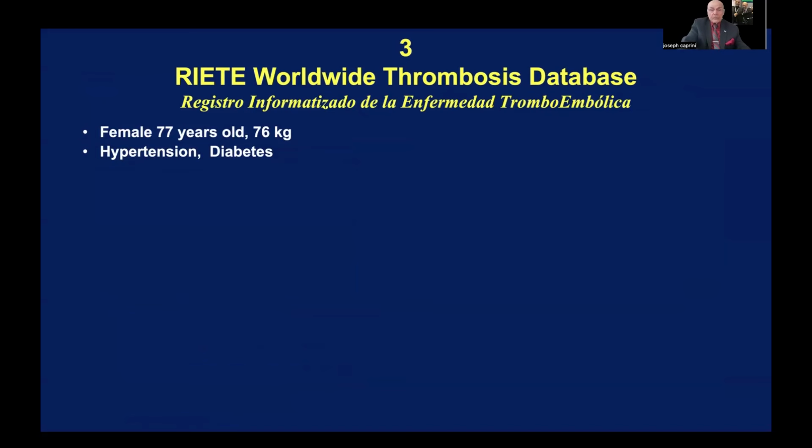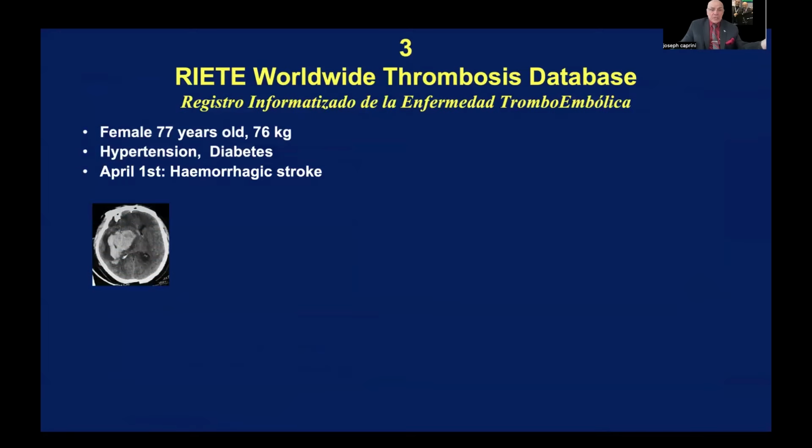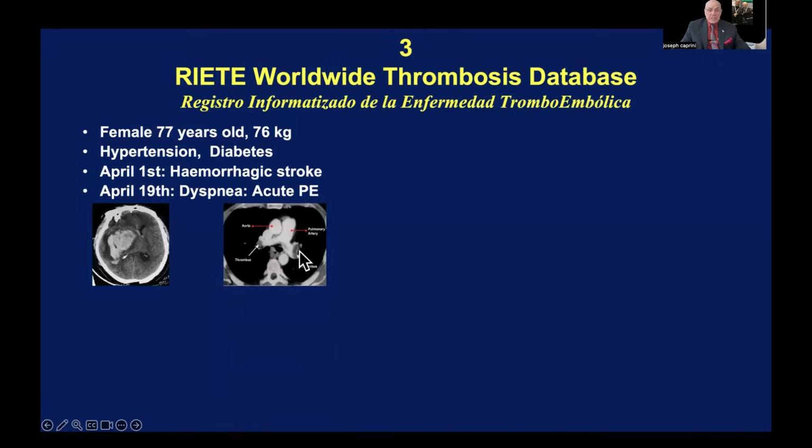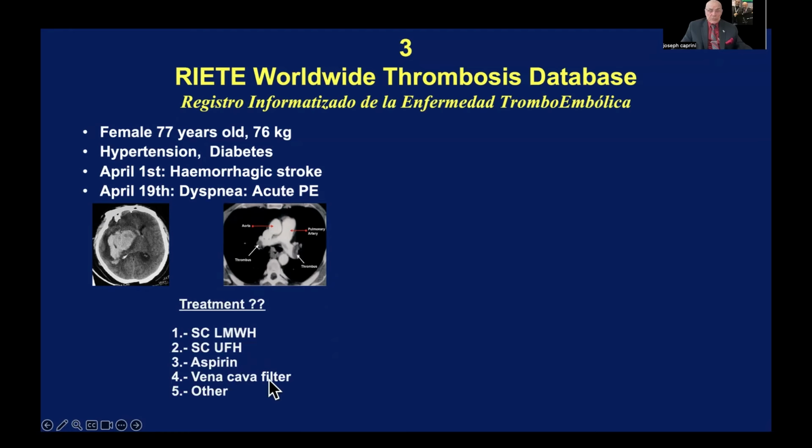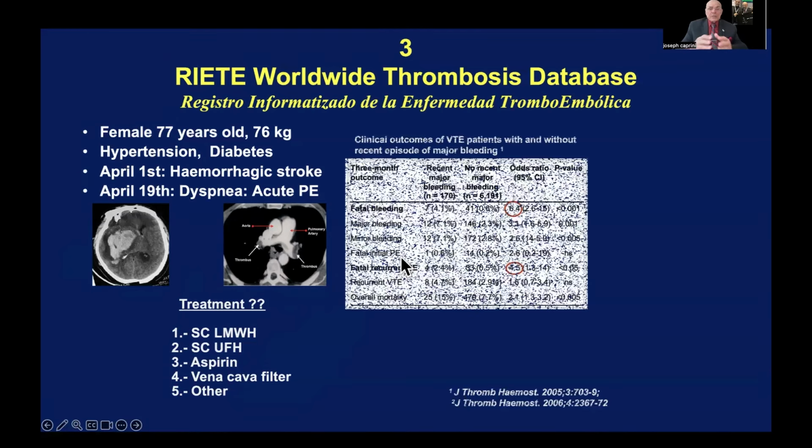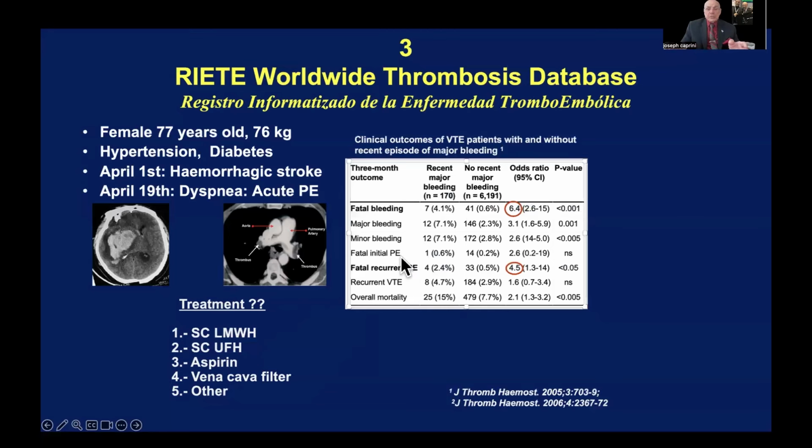Excuse me. Here's another situation: a 77-year-old female admitted to ICU. She has diabetes. She has a large hemorrhagic stroke on April 1st, and on April 19th, she gets a big PE, multiple PEs. What treatment do you give her? She just bled. Well, we look to the RIETE database, which is real-world information.